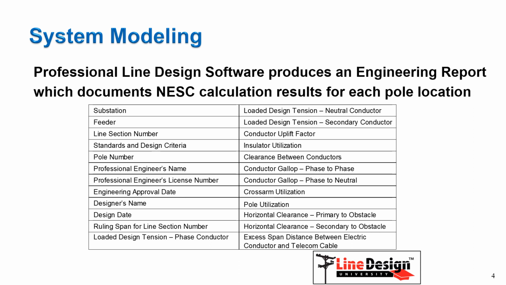The professional line design software produces an engineering report that documents all required line design and National Electrical Safety Code calculation results, which includes the professional engineer's approval date, ruling span and loaded design tensions, and various strength and clearance calculations.